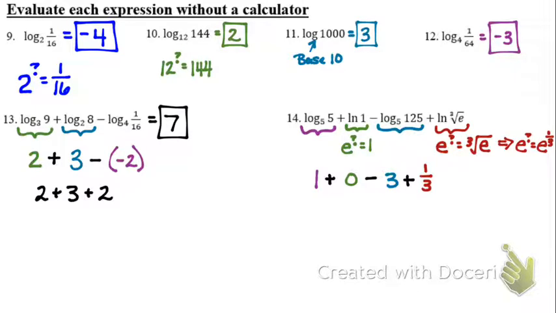So now I want to simplify this. 1 plus 0 minus 3 plus 1/3. 1 plus 10/3. 1 plus how much? Not 10/3. Close though. 1 and 2/3. Positive or negative? Negative. Negative 1 2/3.